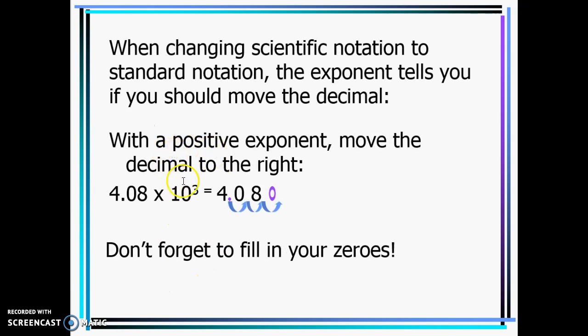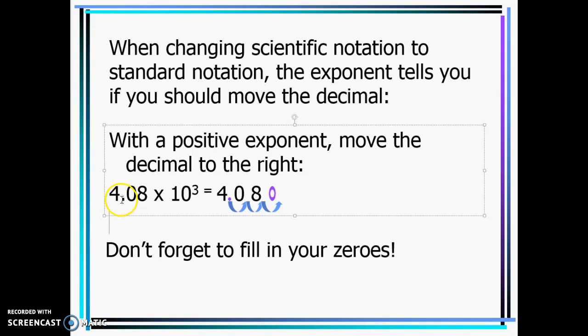Okay, so for example, here you have 4.08 times 10 to the 3rd power. This positive 3 exponent tells you that when you write it in standard form, it's going to be a number greater than 1. If I move this decimal point to the left, that's going to make it less than 1. I don't want it to be less than 1 since it is a positive exponent, so that means I'm going to move it to the right. In this case, it's going to tell me how many times I need to move it as well, and so it's going to be 3.